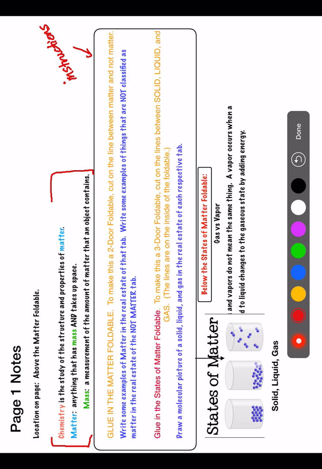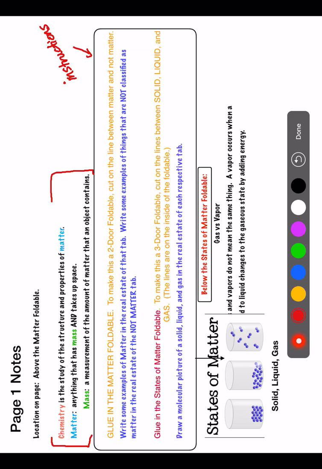Now, once you get all that copied into your notebook, you're going to glue in the matter foldable. You need to write some examples of what matter is and some examples of what matter is not in the real estate of the tab. So, for instance, matter: people, desk, books, air, that's all matter. Things that would be not matter would be heat, light, radio waves, x-rays, those kinds of things.